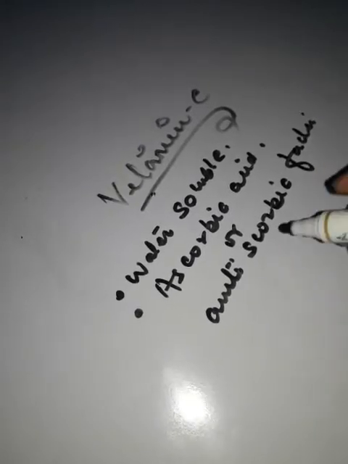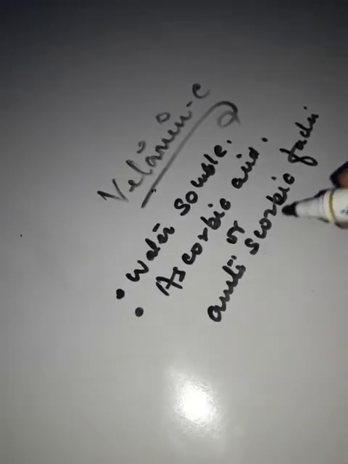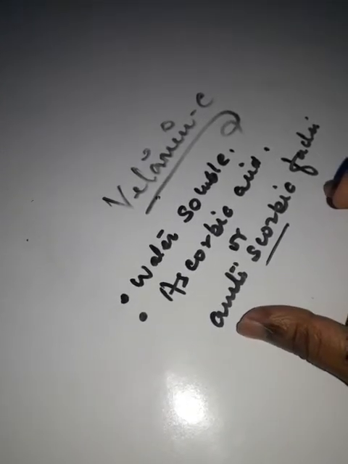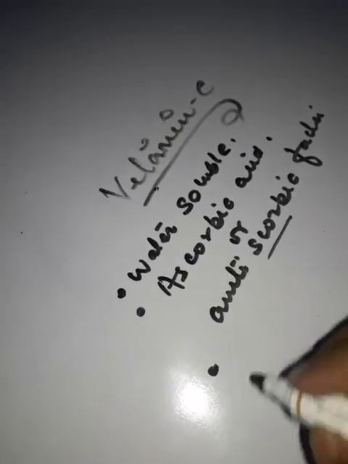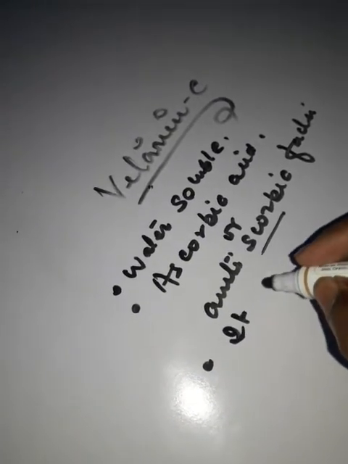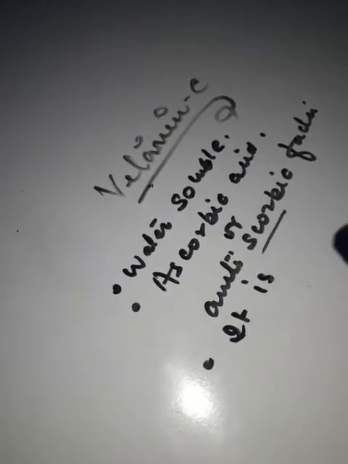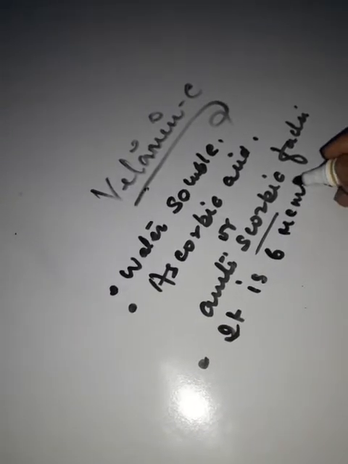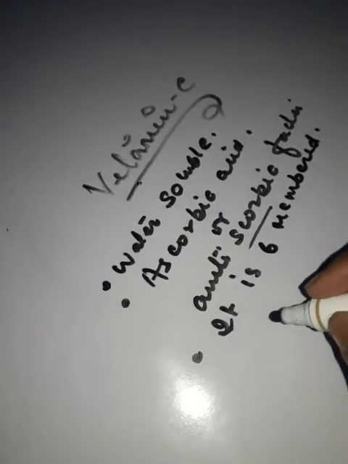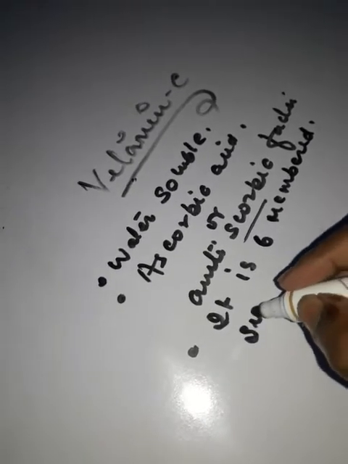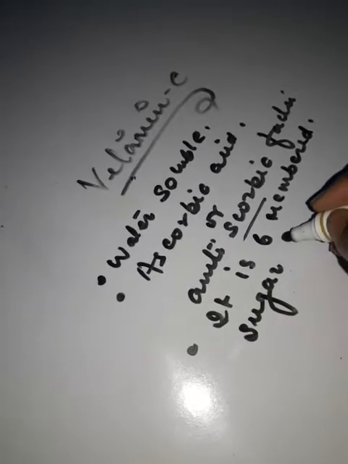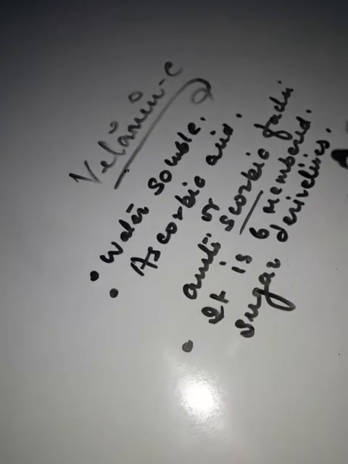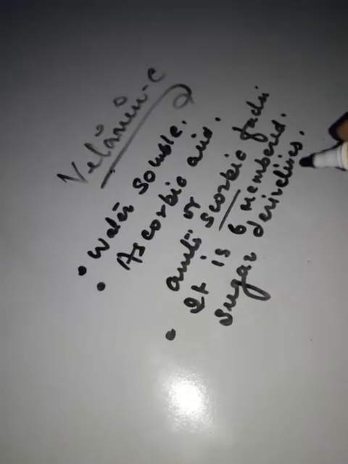anti ascorbic factor. If you see here, this is not ascorbic, this is the ascorbic. So it is also called vitamin C. If you see the chemical structure of this molecule, it is a six membered sugar derivative. Here we are saying derivatives.